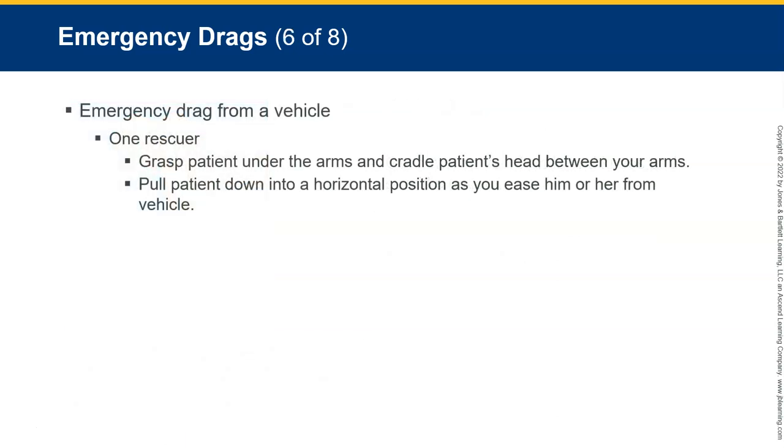An emergency drag from a vehicle, one rescuer. Emergency drags are used in life-threatening situations where no equipment is immediately available. The basic movement principles apply, but the techniques are slightly modified because the patient's not lying down. One rescuer grabs the patient under the arms and cradles the patient's head between their arms, then pulls the patient down into a horizontal position as you ease him or her from the vehicle, preventing excessive movement of the patient's neck. With a drag from a vehicle, there might be some thought that they could have trauma damage, so you definitely want to prevent movement of the patient's neck.